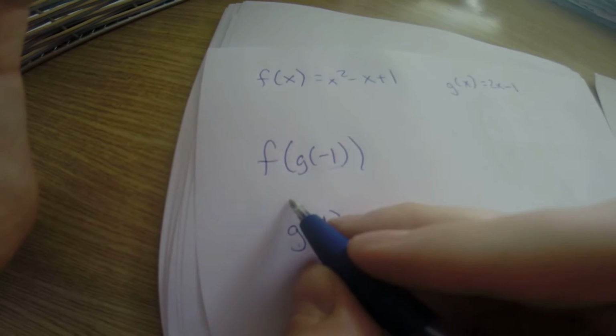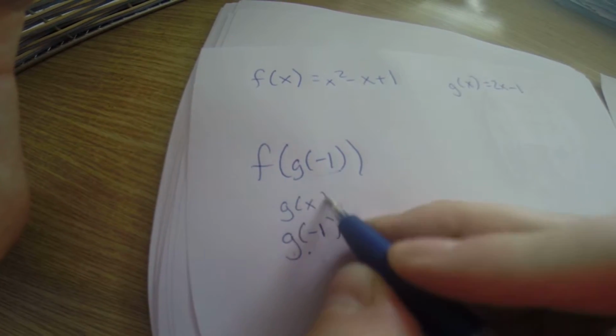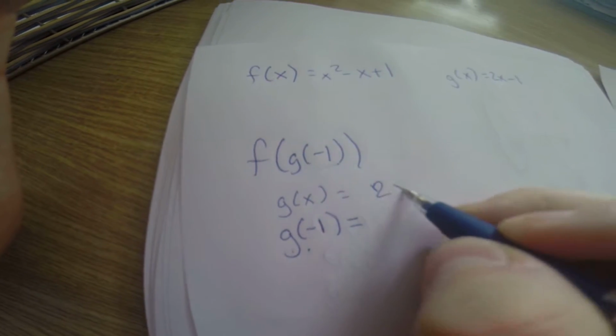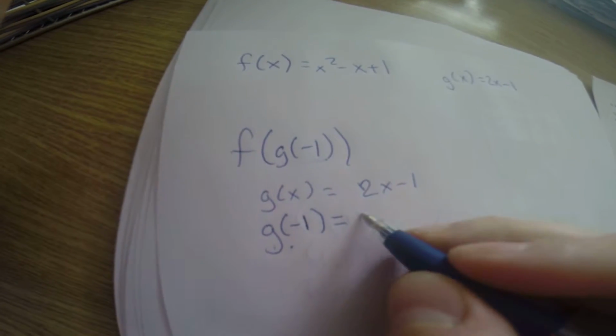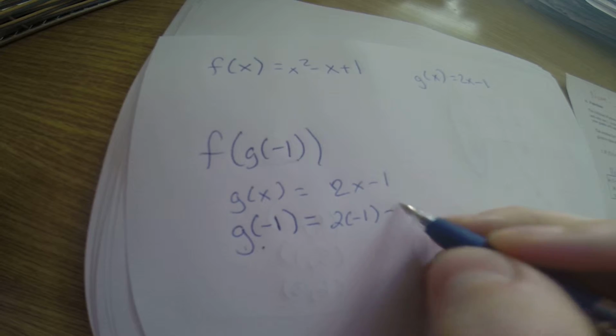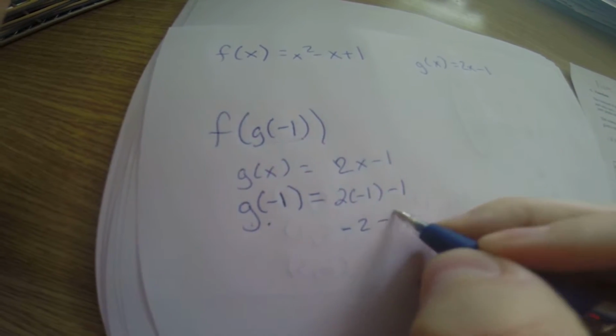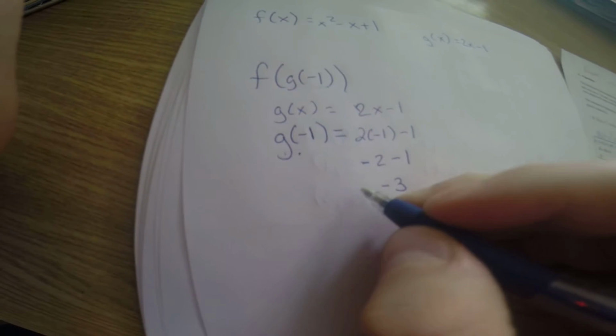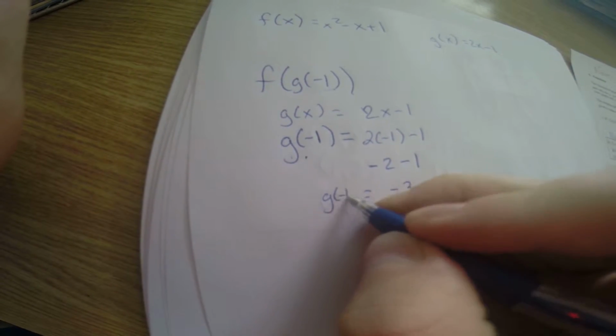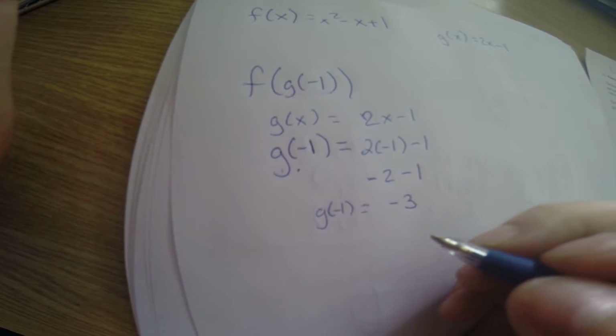How do we do this? We write g of x on top, which is 2x minus 1, and then g of negative 1 on the bottom, and we substitute in. So 2 times negative 1 minus 1 is negative 2 minus 1, which is negative 3. So what I'm saying here is that g of negative 1 is negative 3.